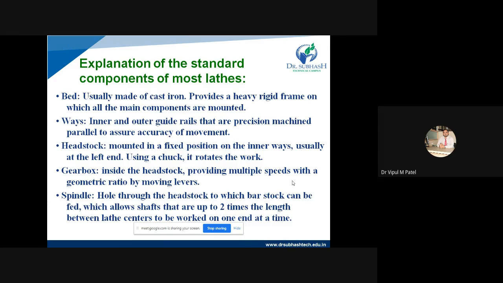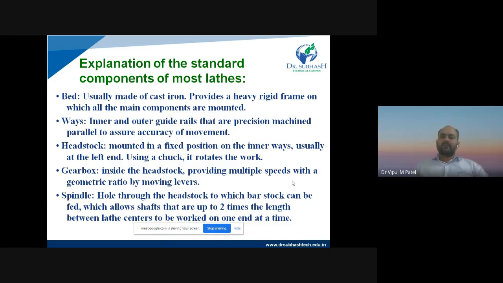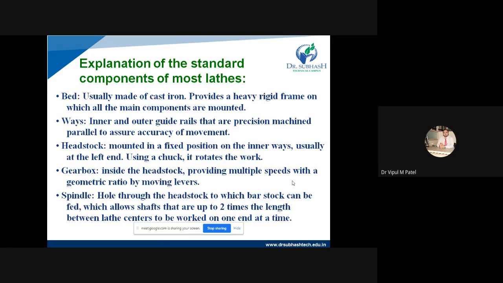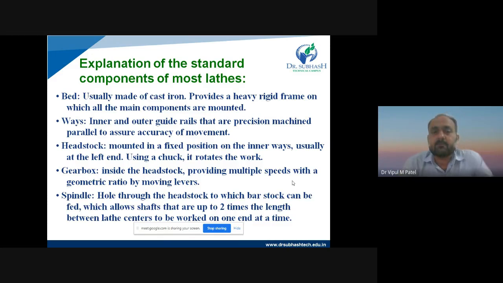we call the bed. Now ways, inner and outer guide rails that are precision machined parallel to assure the accuracy of the movement, that we can easily understand with the use of the figure that we have already seen in the previous slide. Inner and outer guide rails, which are also known as guide ways, are precision machined parallel to assure the accuracy of the movement.